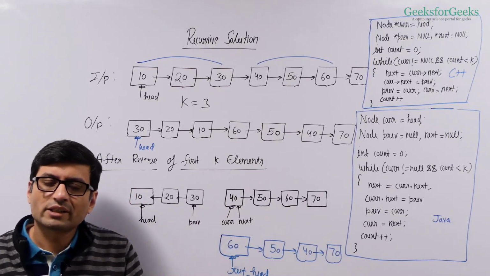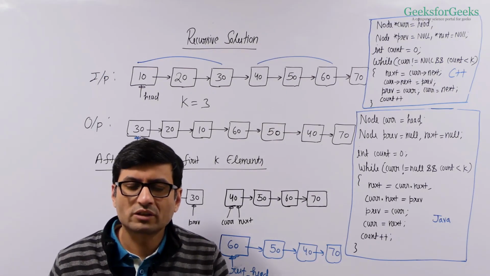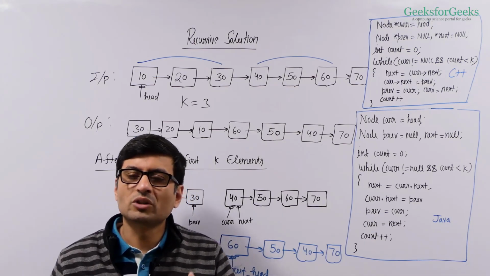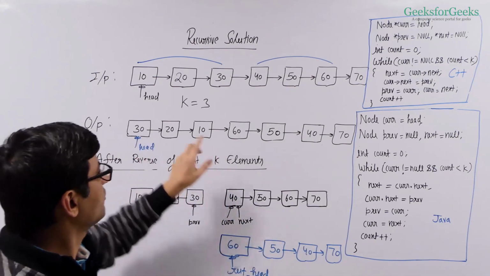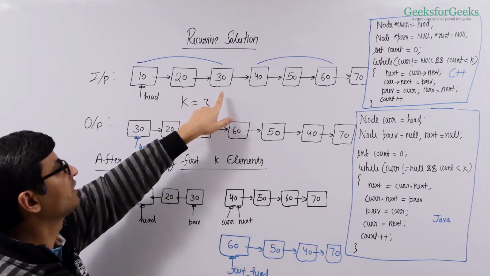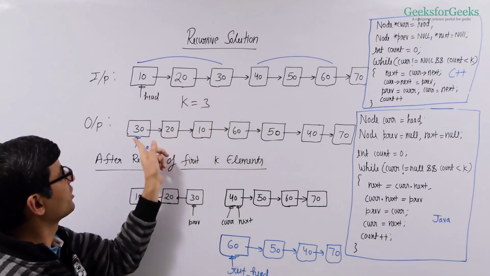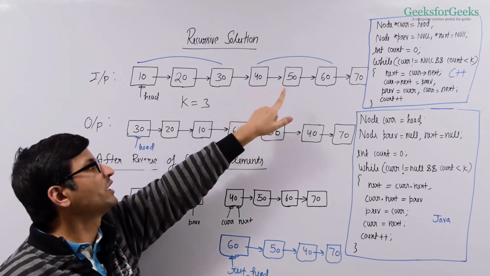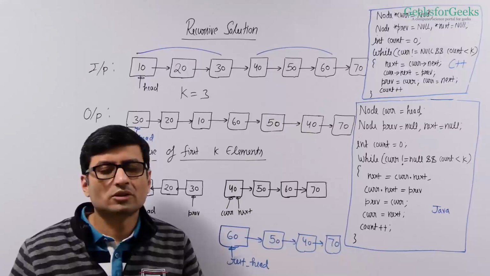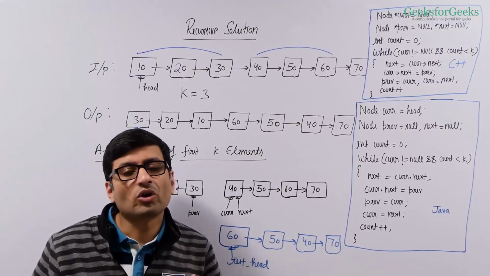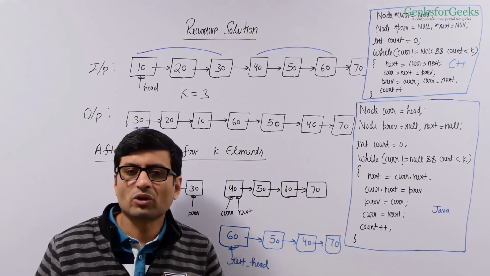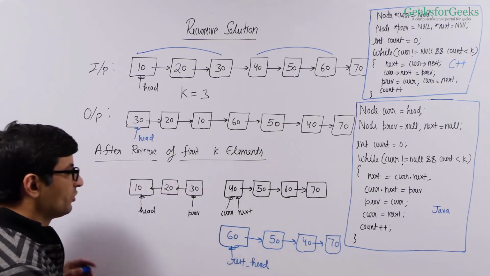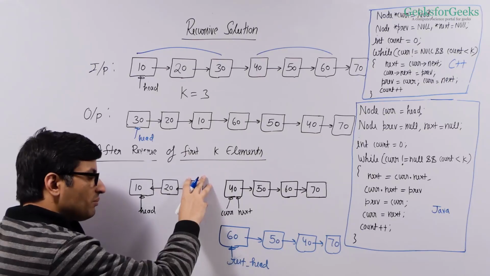If your linked list has k or more nodes, then in this problem, the kth node is always going to be the new head of the linked list. For example, if k is 3 here, then 30 is your new head. If k is 4, then 40 would be your new head. If k is 5, then 50 would be your new head. So if k is less than or equal to the length of the linked list, we are always going to have the kth node as the new head of the linked list. So we'll return previous as the new head.